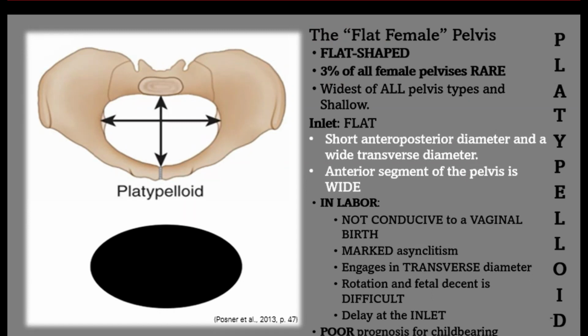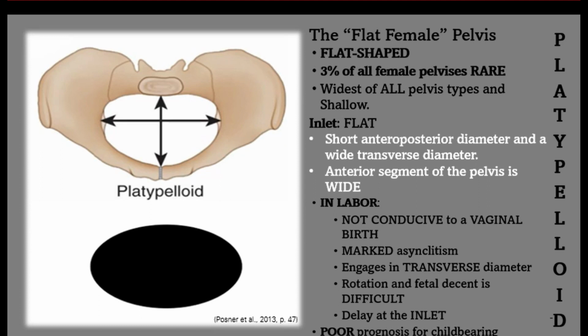Finally, the last pelvis we're going to talk about is a platypoid pelvis, and it's known as the flat female pelvis. It's flat-shaped. 3% of all females have this, and it's very rare. It is the widest of all pelvis types and very shallow. The opening of the pelvic inlet is flat, and there's a very short AP diameter with wide transverse diameter. The anterior segment of the pelvis is wide, as I keep saying. It's the widest of all pelvises.